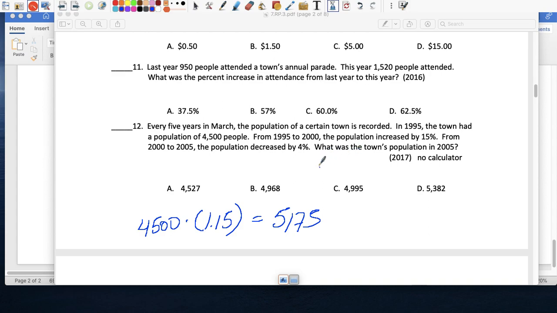And then it decreased by 4%. So if you had 5,175 people and it decreases by 4%, what are you left with? Well, if it decreases by 4%, it means that I still have 96% of the population with me. I don't know, maybe the 4% went away. So 5,175 times 0.96 means that I have 4,968 still with me.